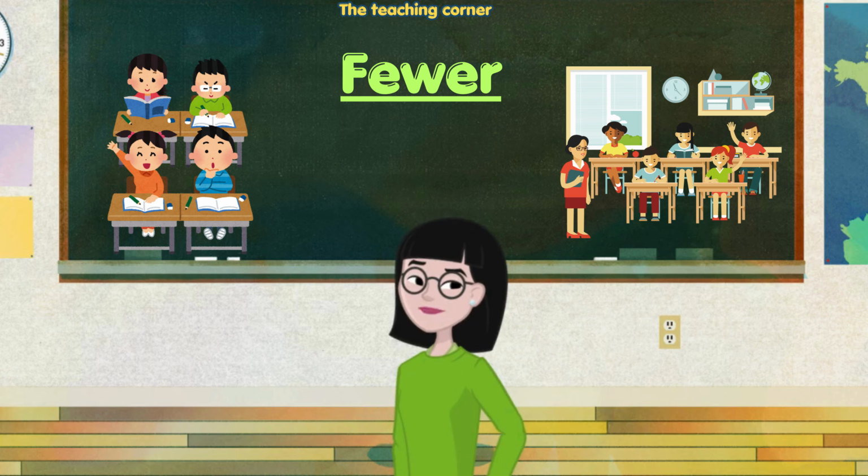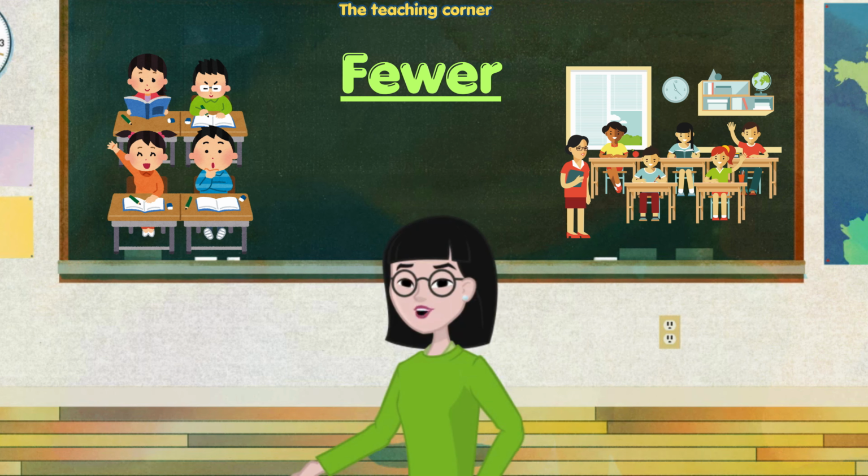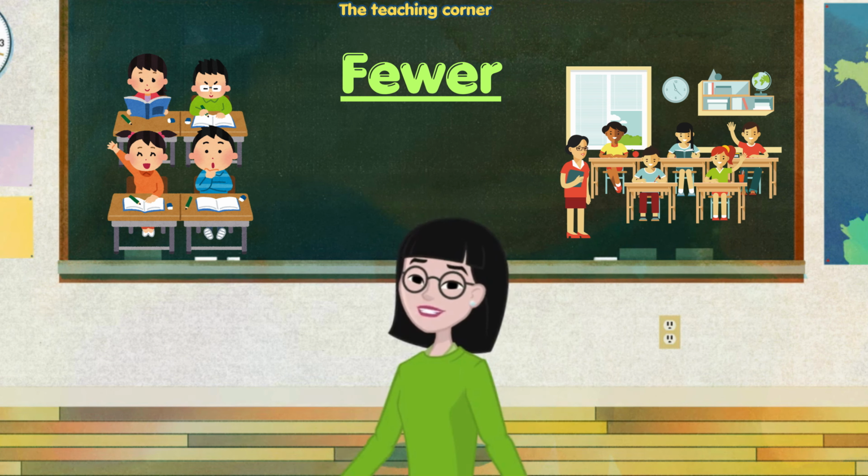Why do we use fewer? Because students are countable. You can count them. 1 student, 2 students, 3 students. Since we can count students, we say fewer students, not less students.